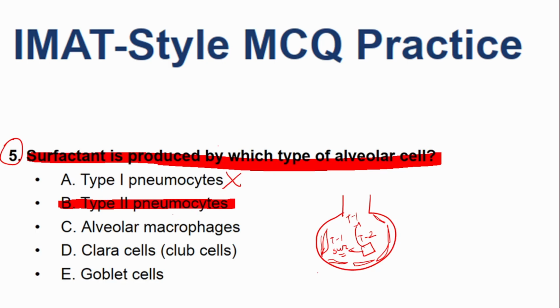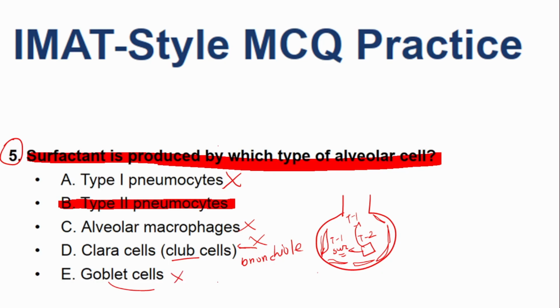Now let's clean up the distractors. To keep our anatomical map clear, let's briefly dismiss the other options. Alveolar macrophages, our dust cells, are the immune system's cleaning crew that clears out debris. Clara cells, now widely known as club cells, do secrete a surface active agent, but they reside in the bronchioles, not the alveoli. Finally, goblet cells secrete mucus and are found much higher up in the conducting zone, not down in the gas exchanging unit.